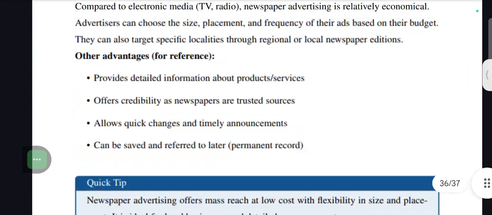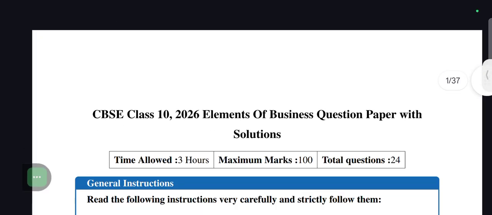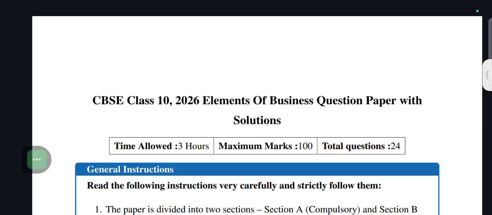So this was the Elements of Business question paper with solution, CBSE class 10th.